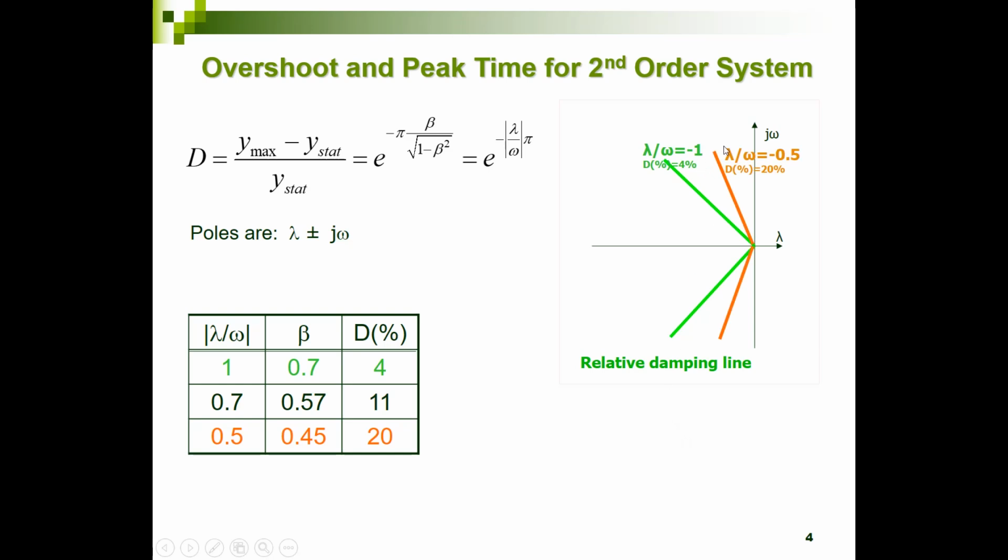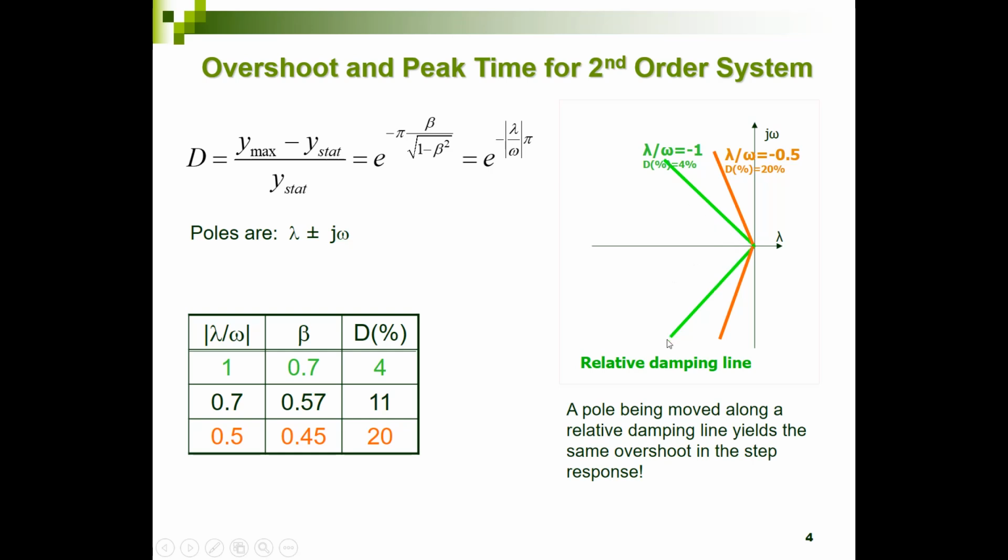When I have another value of lambda over omega, for instance minus 0.5, then the overshoot is equal to 20%. So you see, when you have a steeper line over here, the overshoot increases. So when you have a pole on this line and that line, it has the same overshoot. And when you have poles which are on these lines, they also have the same overshoot, but corresponding to this value.